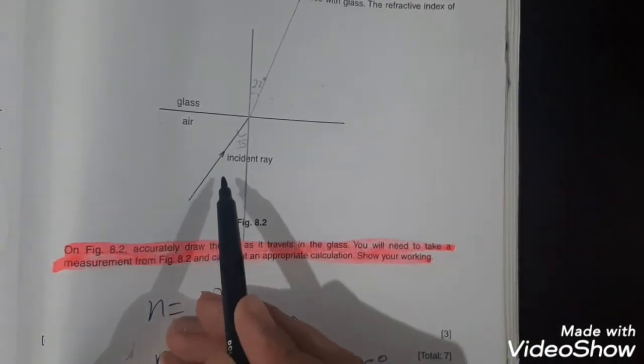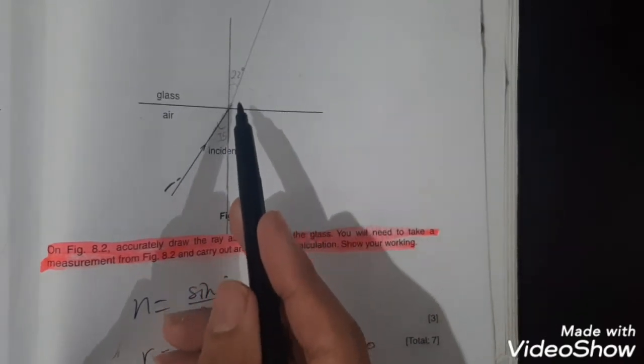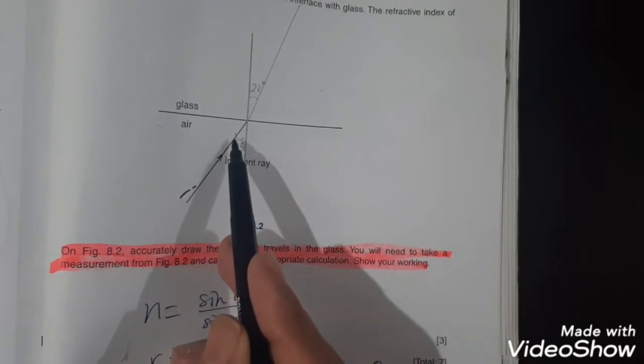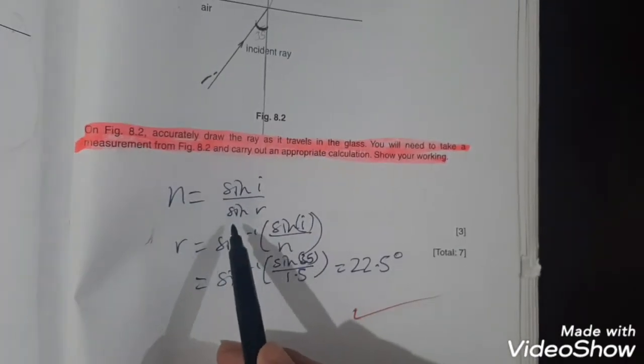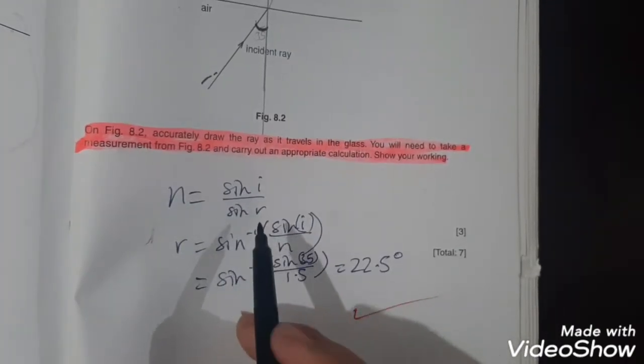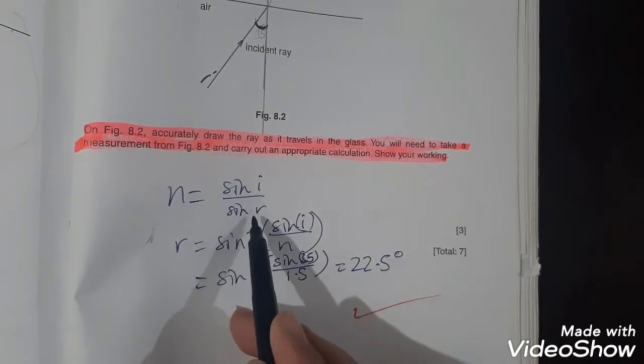So first we will measure the angle of the incident ray with the middle line over here, which is 35 degrees. Then we will use a formula which is n is equal to sine i divided by sine r, in which we have to calculate the value of sine r.